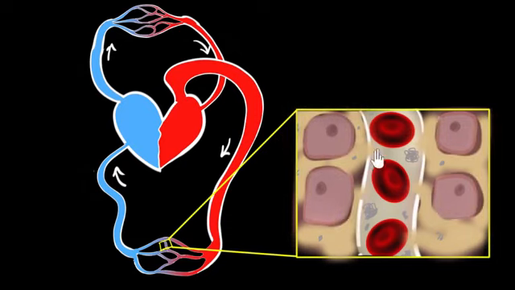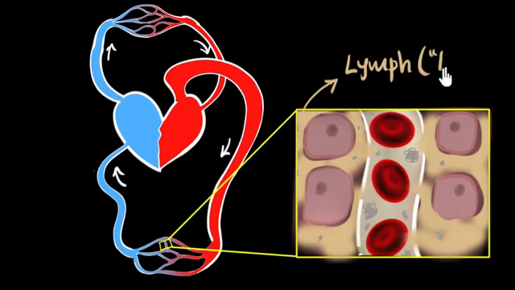Okay, so this plasma that oozes out and then fills up this space between the cells, this is what we call the lymph, all right? And it's pronounced as lymph with an F over there.